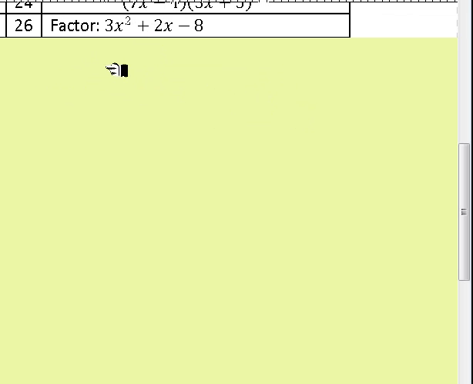In number 26, we have a quadratic, and notice that c is less than 0. When c is less than 0, that means we're going to use different signs in the parentheses. So let's start by writing out our two sets of parentheses, and we'll fill them in with a plus and a minus. We might change this to a minus plus, but we'll start with plus minus, and we know the signs must be different because c is less than 0.